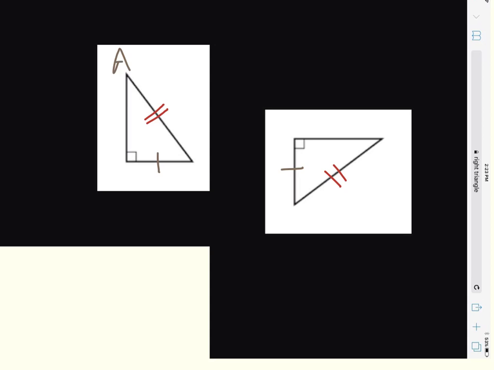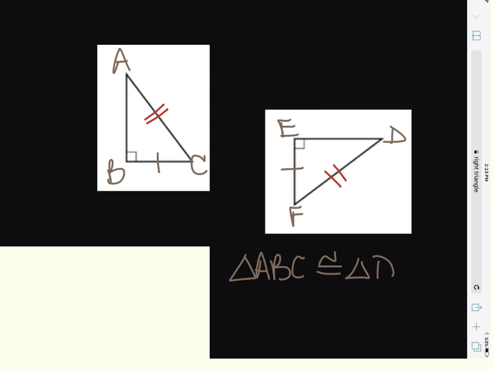We're going to call this first triangle, triangle ABC, and then the second triangle, triangle DEF. So because of the hypotenuse leg theorem, I can say that triangle ABC is congruent to triangle DEF by hypotenuse leg.